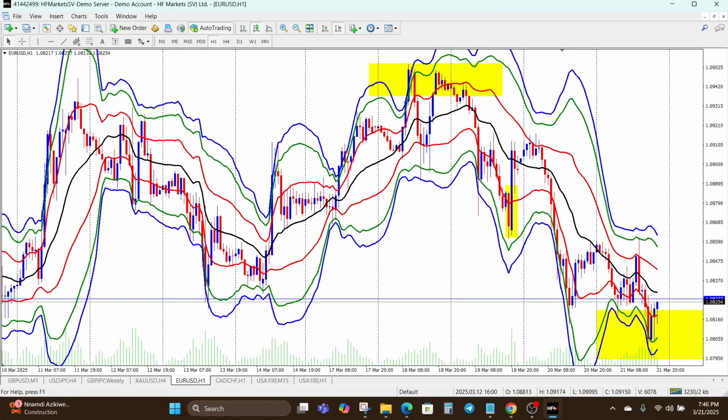So basically the VWAP Bands Indicator is an effective tool that you might want to consider adding to your trading toolkit. It helps identify fair value pricing, works on all time frames, enhances support and resistance analysis, and it's quite a good indicator for intraday and swing traders.